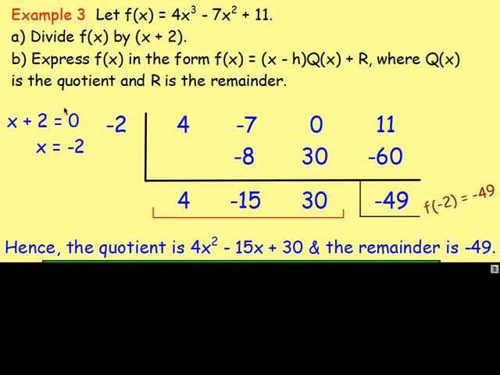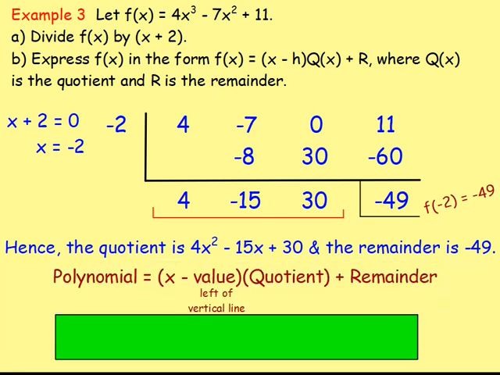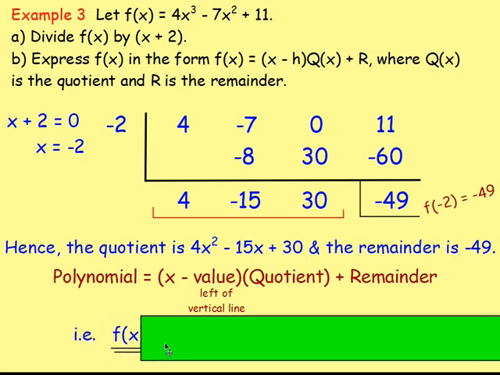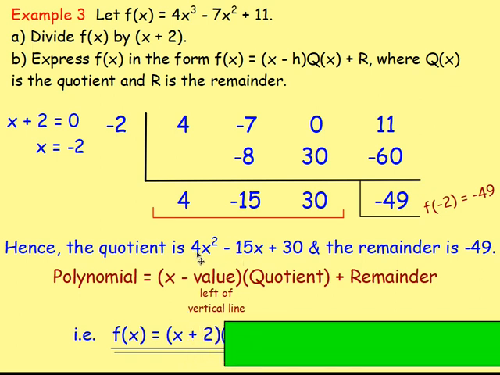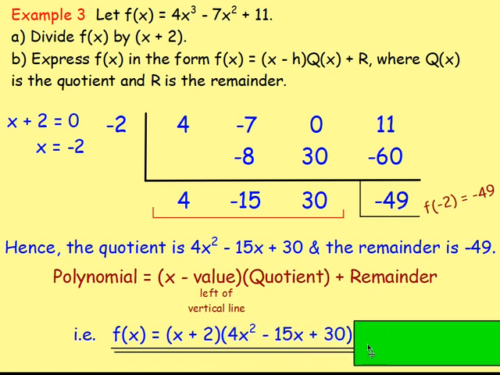From there, part B, we're asked to express it in that form. Just remember that the polynomial, you can write it as x minus this value to the left of the vertical line, times the quotient, plus the remainder. So in this case, we will say that f of x, because we're given f of x, that's the polynomial, is equal to x minus negative 2, in other words x plus 2, times the quotient, 4x squared, take 15x add 30, and then plus the remainder. The remainder is negative 49. So that is how you would do question 3.